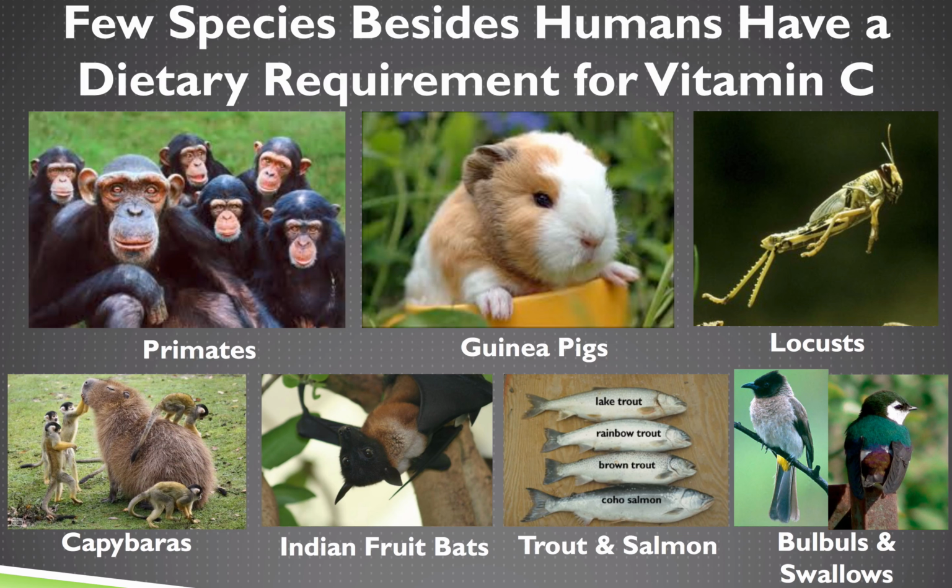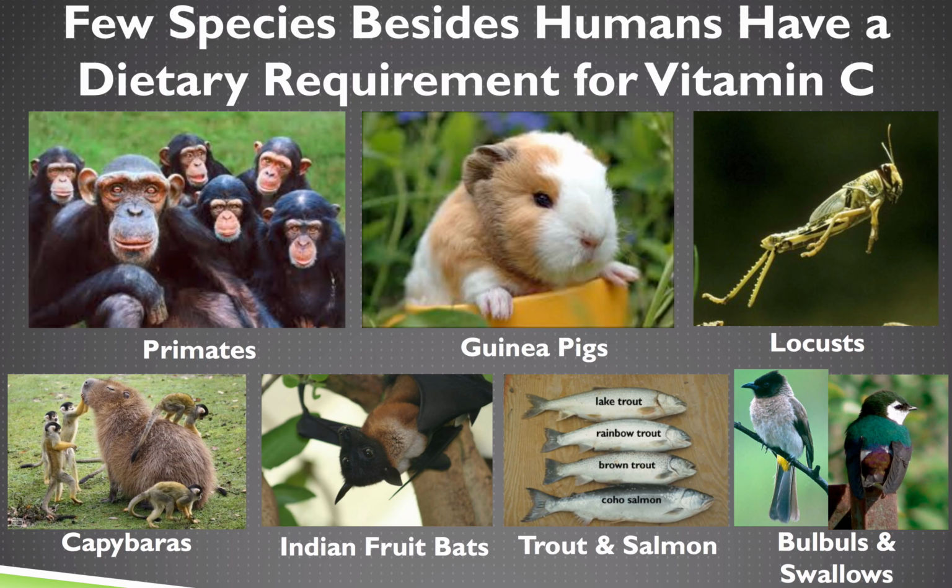Humans are actually one of the few species that require vitamin C. And you can see on the screen a representation of the small family to which we belong. Most non-human primates, guinea pigs, locusts, capybaras, Indian fruit bats, trout, salmon, bulbuls, and swallows also have a requirement for vitamin C. Almost all other animals do not have a requirement for vitamin C.